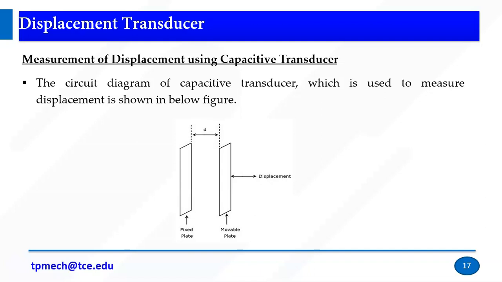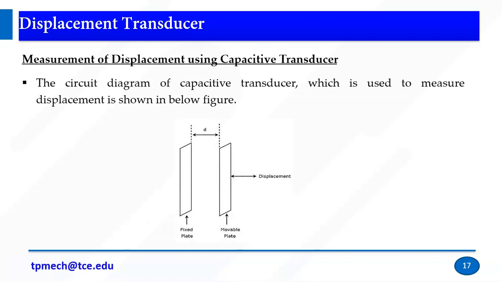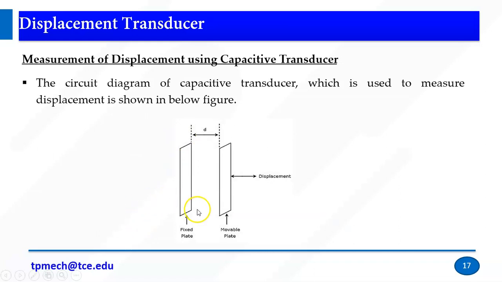Here we have a fixed plate and a movable plate, right? We have two plates. The capacitor present in the above circuit has two parallel plates, a fixed plate and a movable plate, with a capacitor between them. One plate is fixed and the other plate is movable. The spacing between these two plates varies the capacitance, and the capacitance change gives some variation. With that variation we can easily measure the displacement. There is a distance between the fixed plate and the movable plate, and if this distance varies, the capacitance also varies.